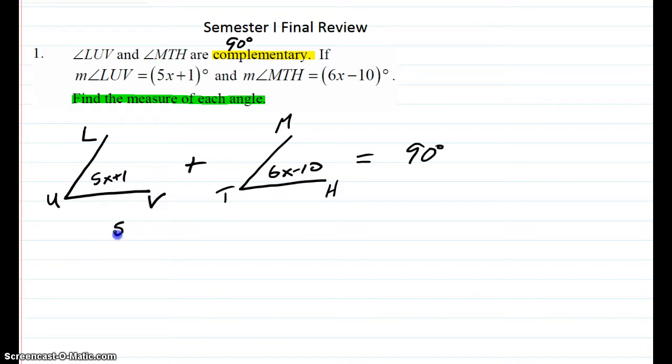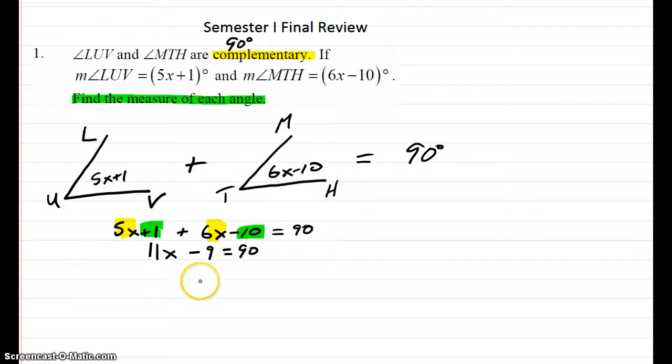So it's just going to be 5x plus 1, so that's the first angle, plus 6x minus 10 equals 90. So we're going to start by combining our like terms. We take 5x and 6x and put those together, and that gives us 11x. And now we combine our numbers. 1 minus 10, which gives us minus 9, equals 90. Now we can just solve it.